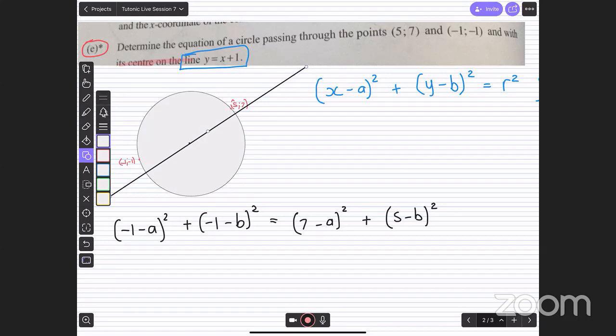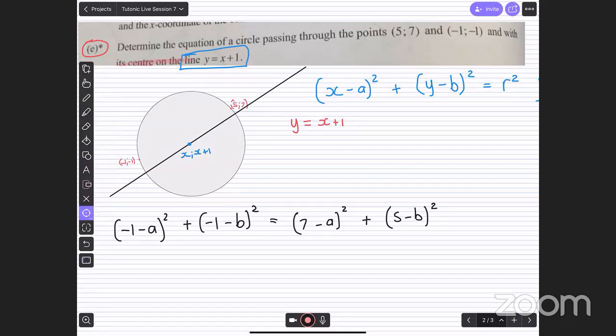Okay. So this line, what's the equation of the line? Y is equal to x plus 1. So y equals x plus 1, right? So that means that at this center, if I say that's x, then what's the y value? X plus 1. Why is it x plus 1 and not y minus 1? Because y is equal to x plus 1.